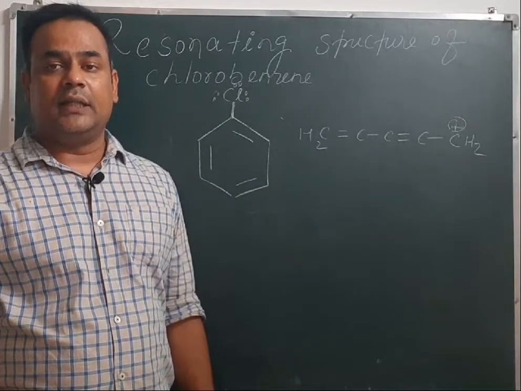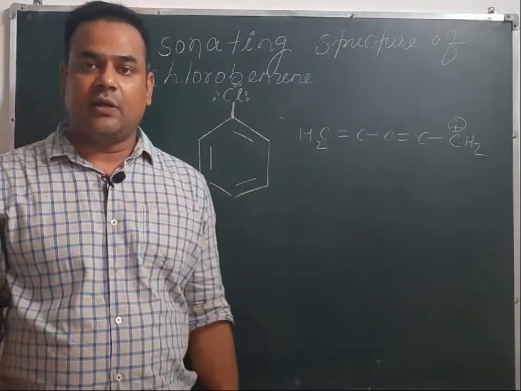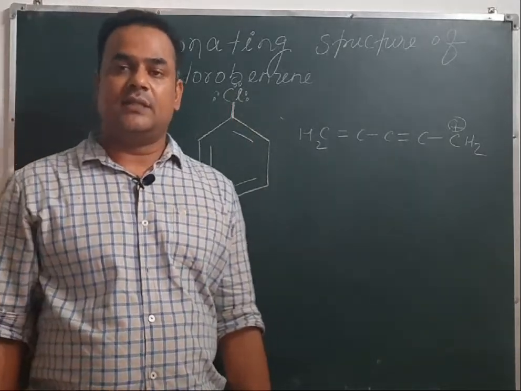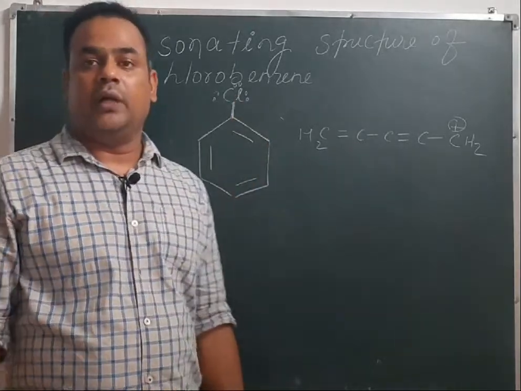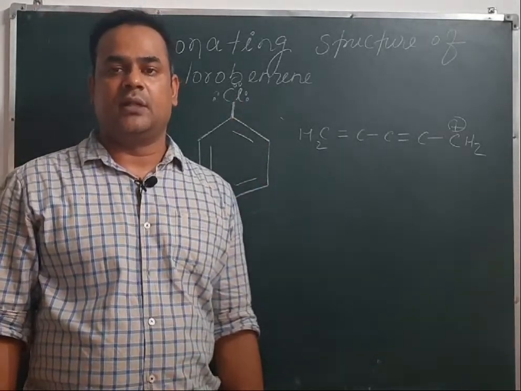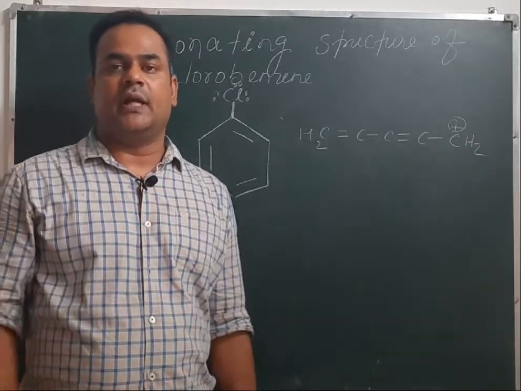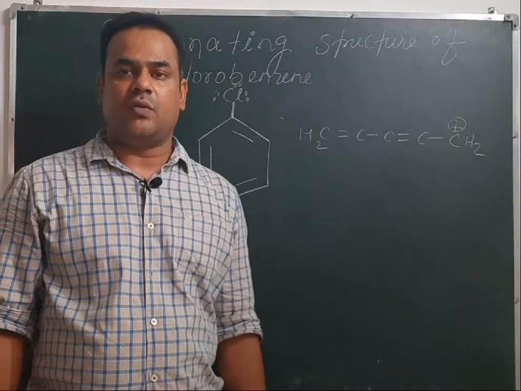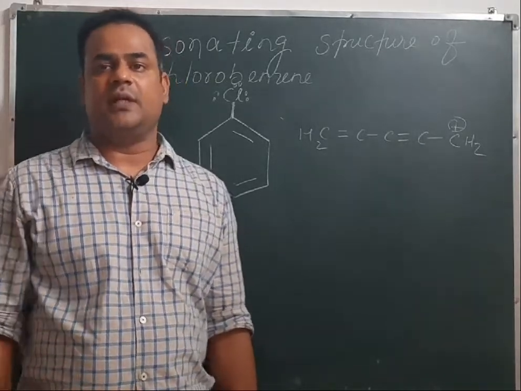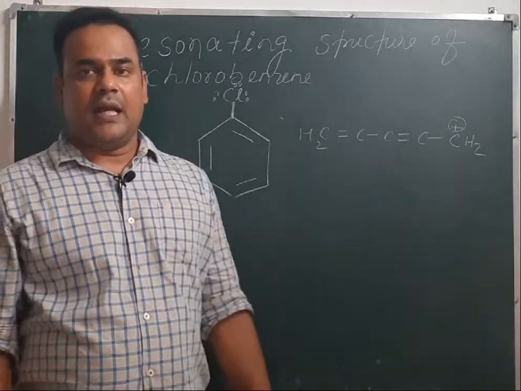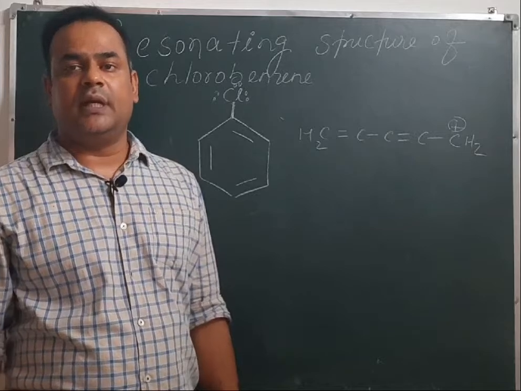Now another important thing is that here the electronegativity of chlorine is higher than that of the carbon atom, and this results in shifting of this sigma electron towards the chlorine atom. This is called inductive effect. Shifting of sigma electrons towards a more electronegative element in any organic compound is known as inductive effect. If this electron shifts towards the group, then it is called negative inductive effect, and if this sigma electron shifts away from the group, then it is called positive inductive effect.